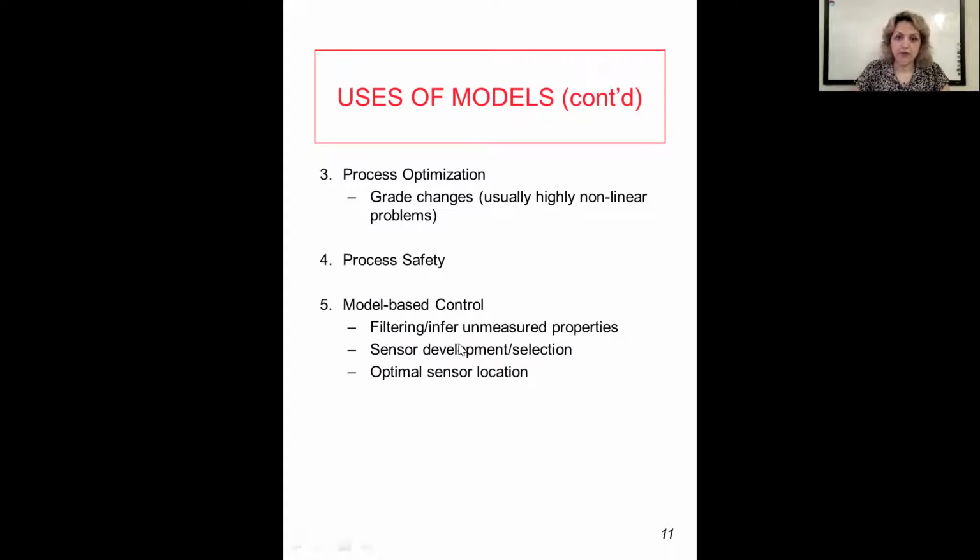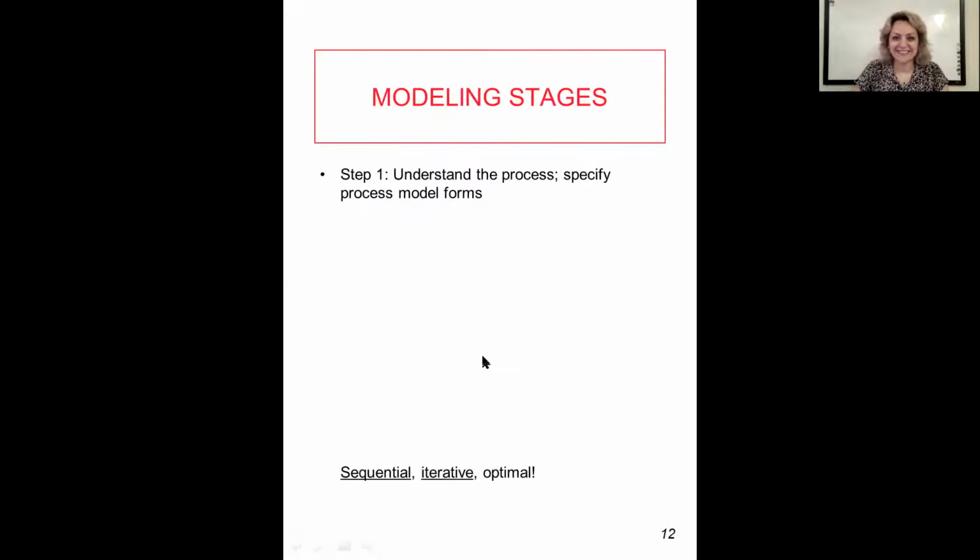Process safety, model-based control. So all of these are usages of the models. Also, it's good for education and training, right, like what we do right now.